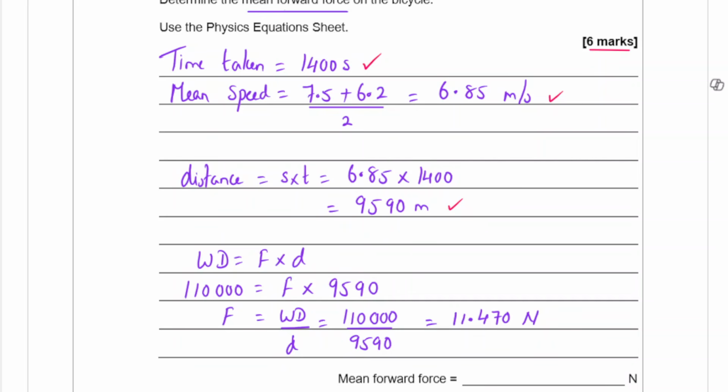So 1 mark for substituting the equation, 1 mark for rearranging, 1 mark for the correct answer. They're not asking you to give the answer in any form of significant figures, so you can just leave the answer as it is. So the mean forward force is 11.470 newtons.